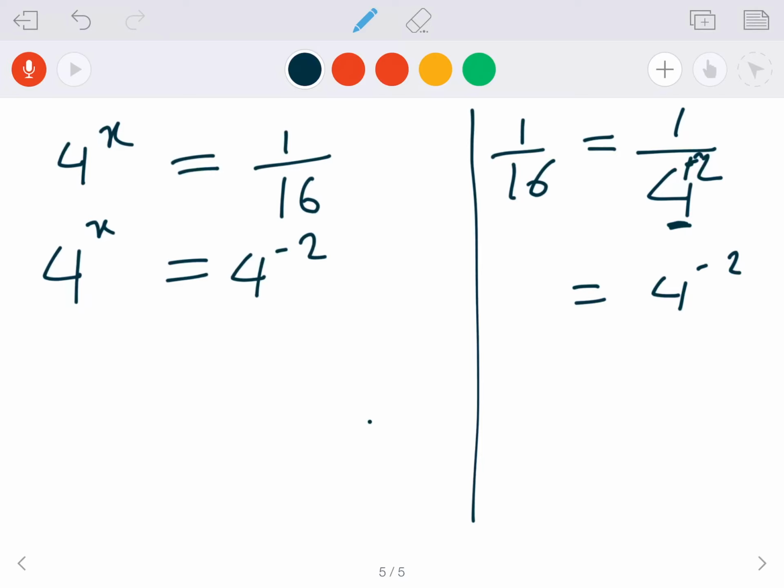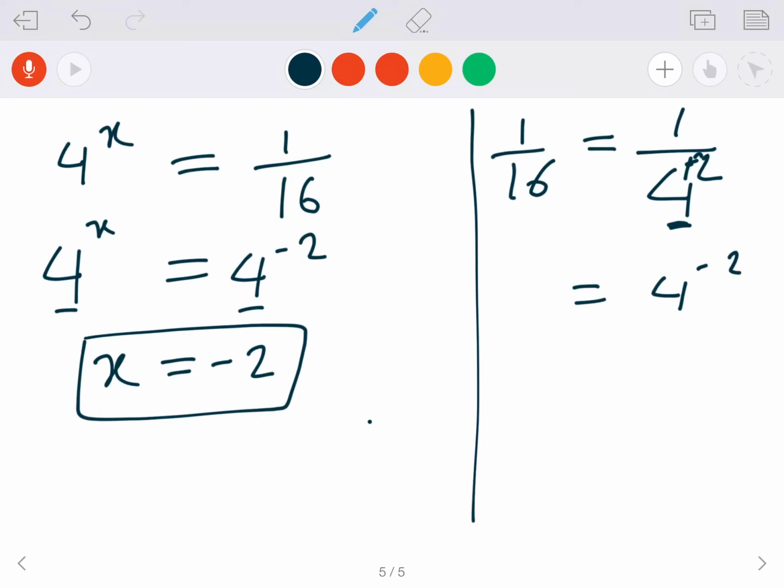All right. So again, now we have the same base, right? Same base on both sides. Now for this, we can say the power is also the same. So x is equal to -2. All right. So this is how we solve an equation like this.